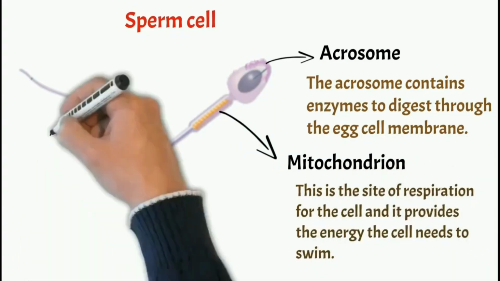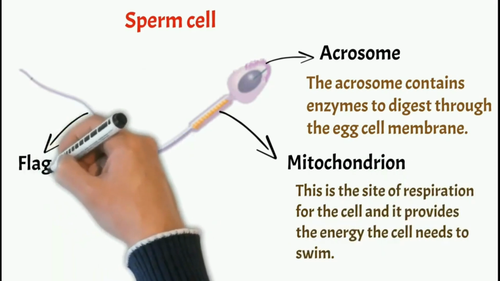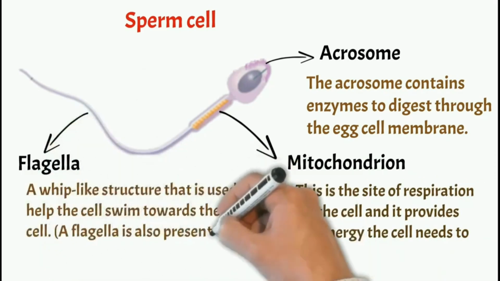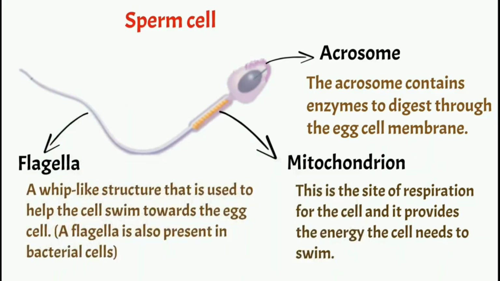Finally, we have the flagella, a whip-like structure that is used to help the cell swim towards the egg cell. So essentially, a flagella is like a tail. Note that a flagella is also present in bacterial cells.